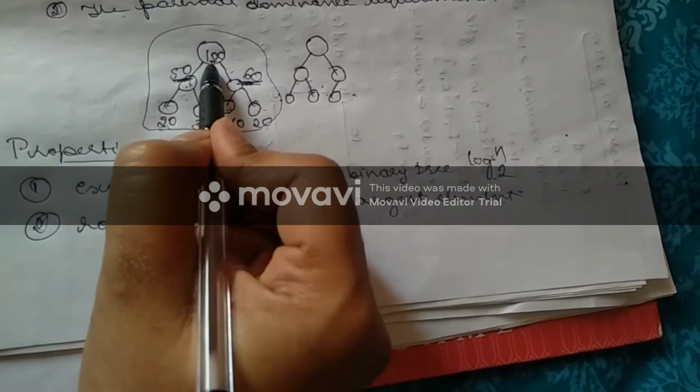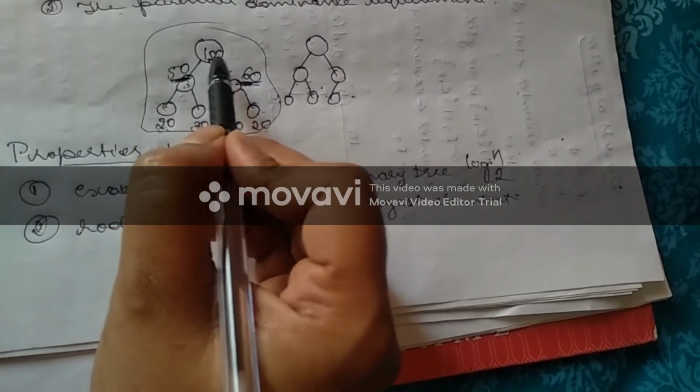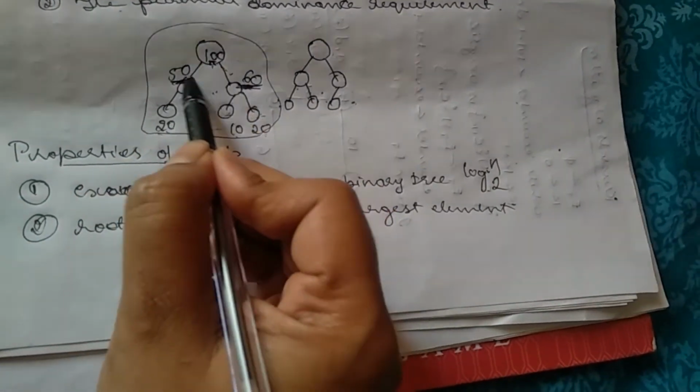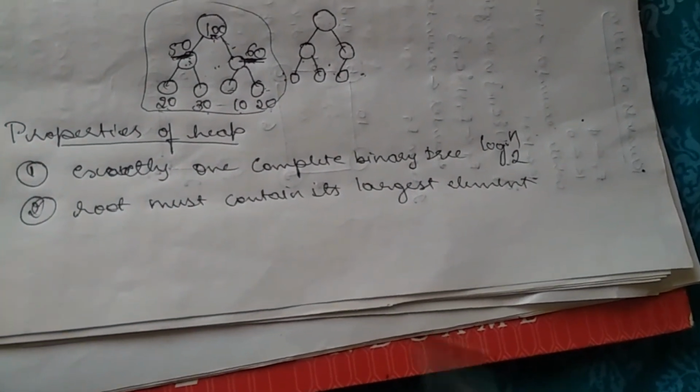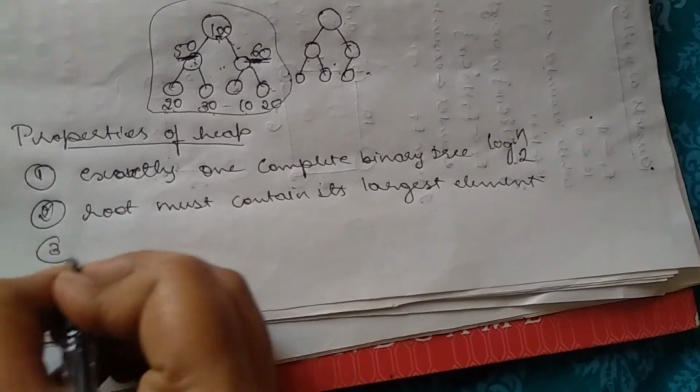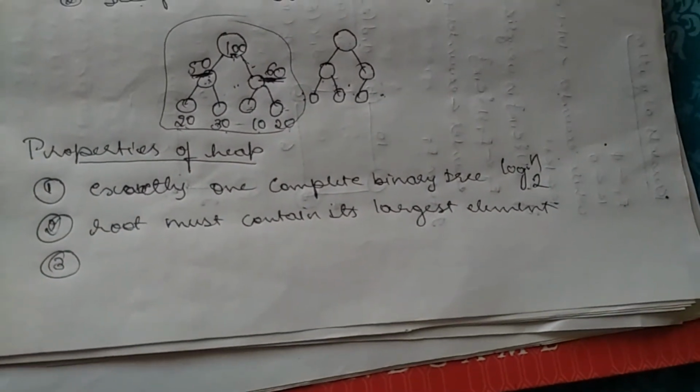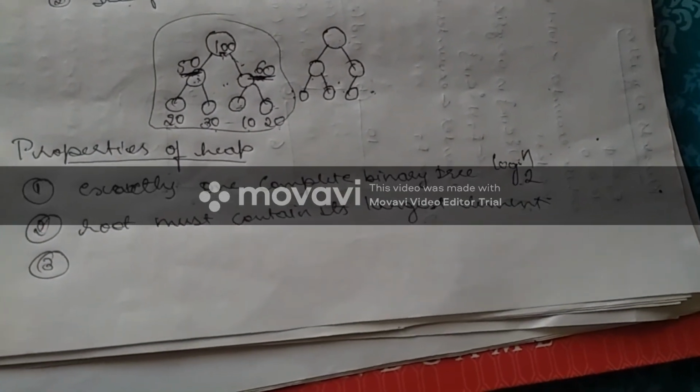This is the root node. It is consisting of the largest element of all these nodes. That is the second property. This is very, very important. Okay, and then third property. What is the third property?